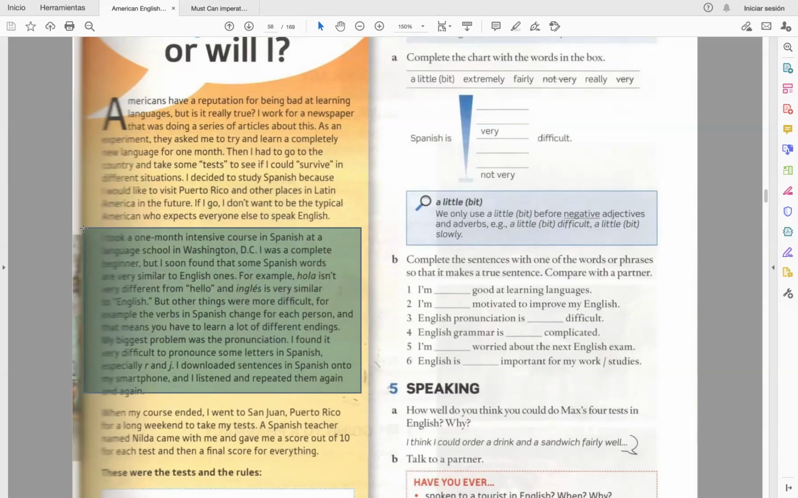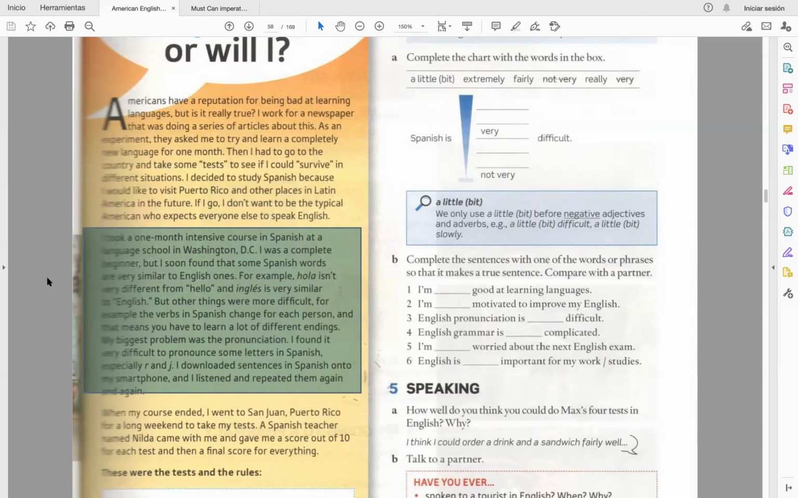Onto significa hacia mi celular. Los descargué hacia mi celular, los descargué en mi celular. Ahí tienes que usar onto. Porque cuando yo digo en mi celular, yo digo on my cell phone. Por ejemplo, si yo quiero decir, tengo mucha música en mi celular, yo digo, I have a lot of music on my cell phone. Entonces, cuando tú descargas a tu celular, tienes que decir onto my cell phone. Okay?